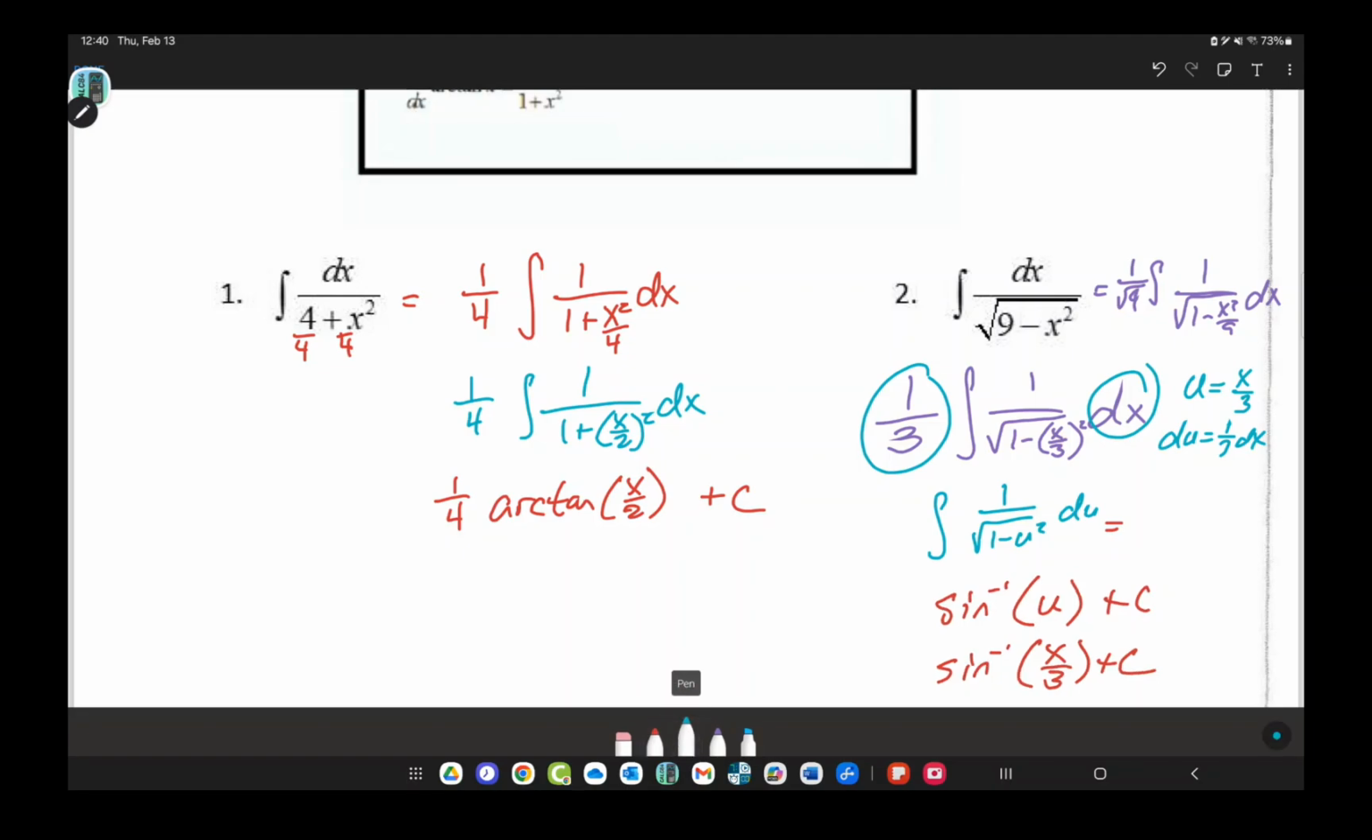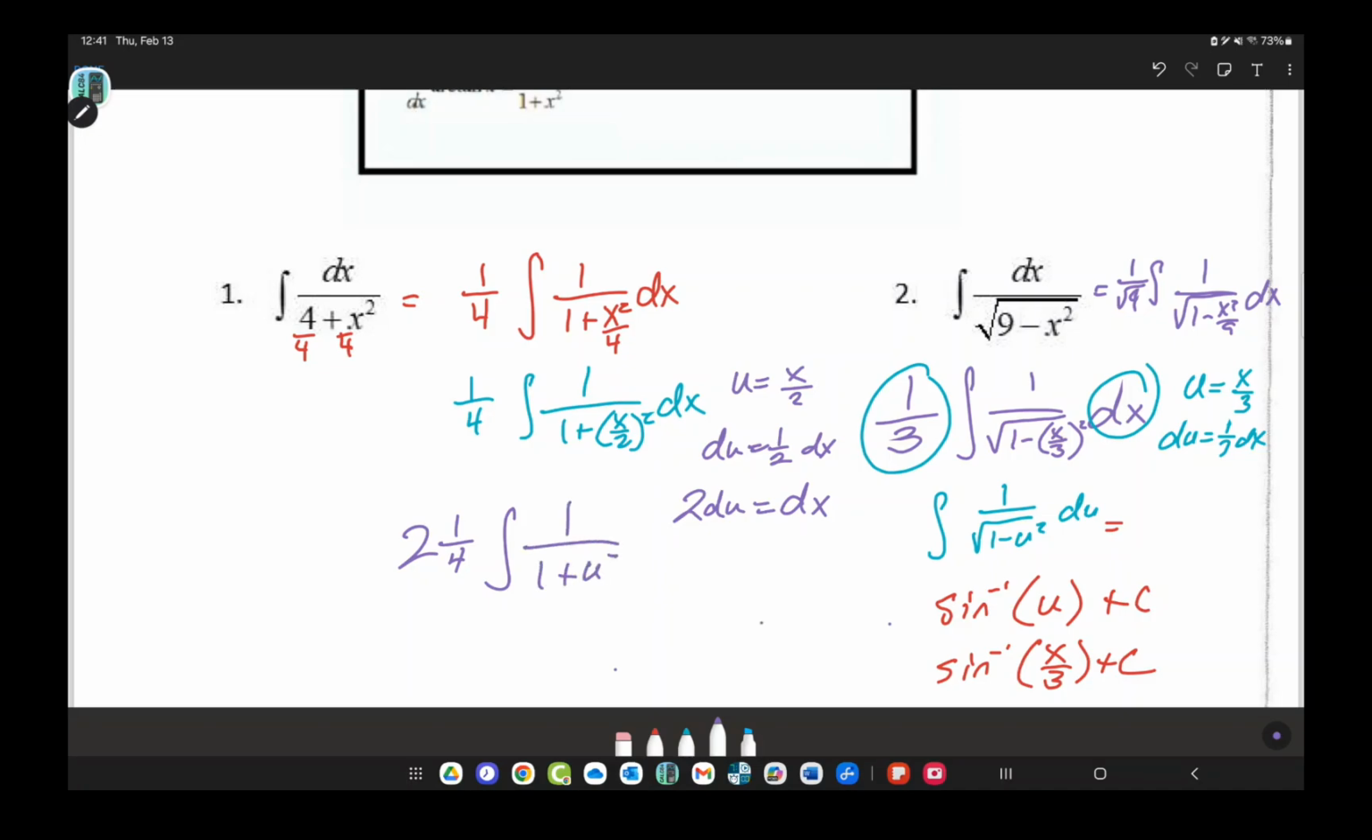But yeah, number one here, I did have to use substitution. So number one, u is equal to x over 2, which means du is equal to 1/2 dx. I don't have a 1/2 dx, I have 1/4 dx. You could bring out a 1/2 there, but it's just easier saying 2 du is equal to dx, and then putting the 2 times 1/4 with 1 plus u squared du.